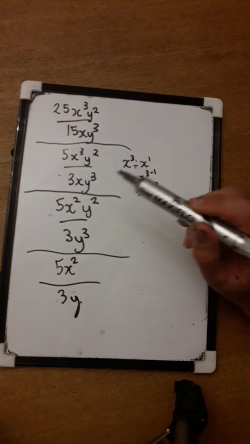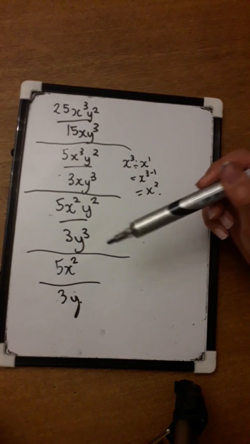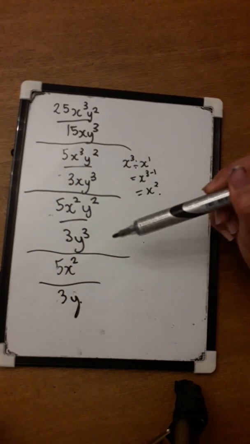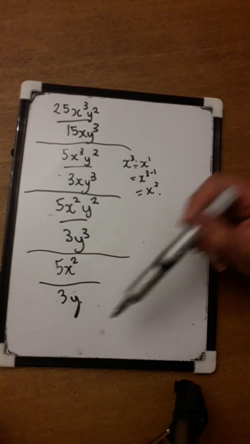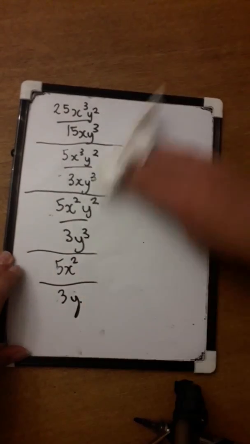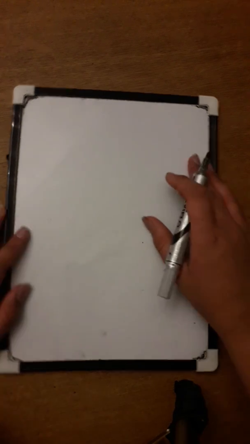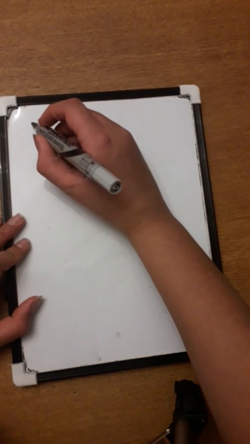So y squared divided by y squared is simply 1, so I don't need to write that. And 3y cubed divided by y squared is simply 3y. So another question I will be going on is purely high level stuff, which you could say is grade 9. Okay, so here is an example of a question.